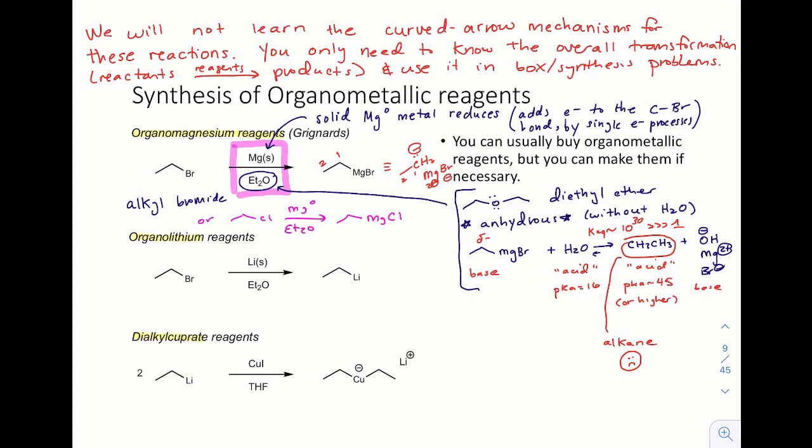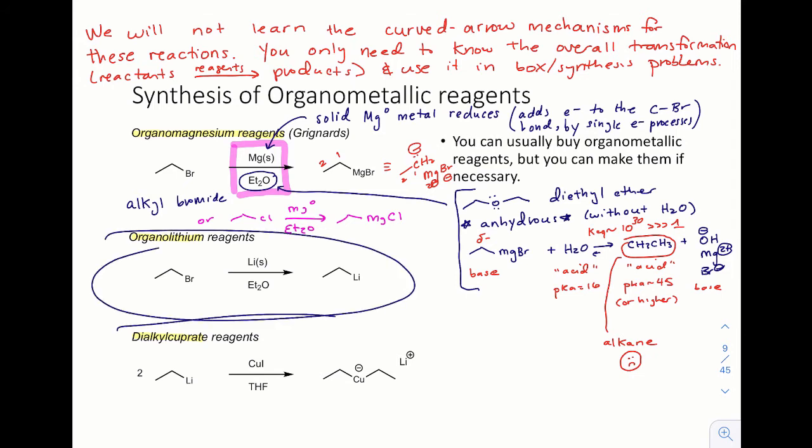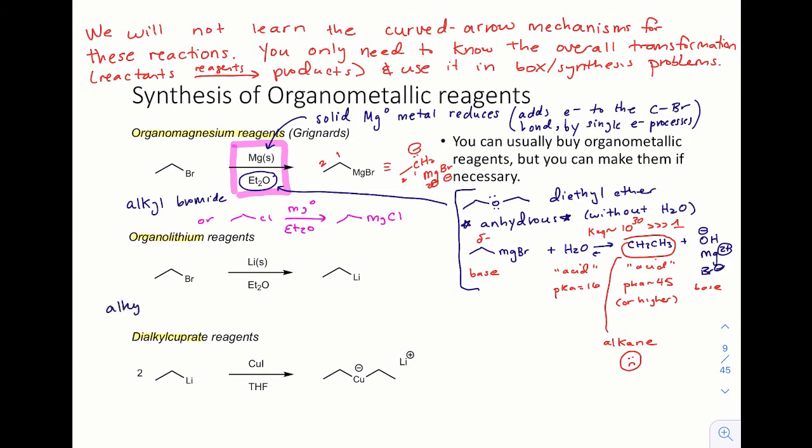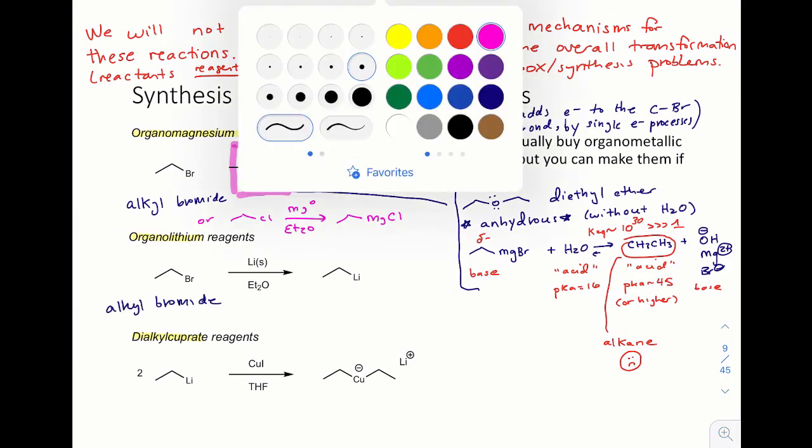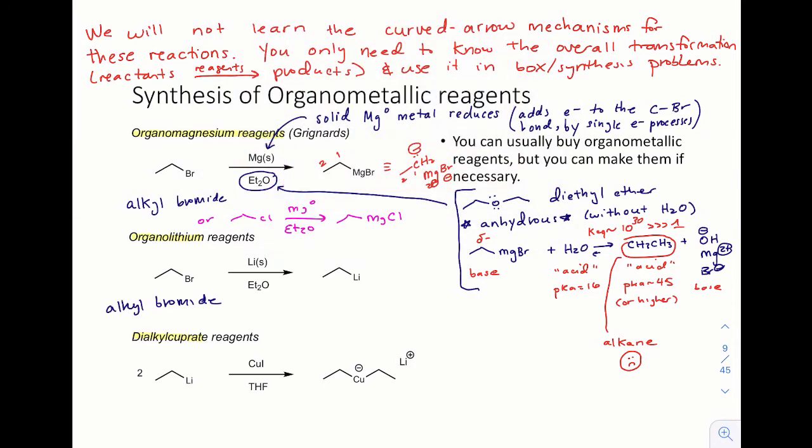Now, many of the same aspects of forming Grignard reagents apply to forming organolithium reagents and dialkyl cuprates. To form organolithium reagents, again, an alkyl bromide is the starting material, whereas magnesium was used as the reductant when a Grignard reagent, an organomagnesium reagent, was desired. Lithium metal is used as the reductant when an organolithium reagent is desired. We see once again that diethyl ether is specified as the solvent.